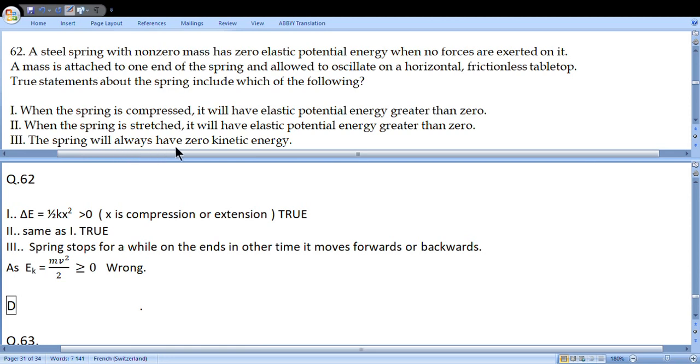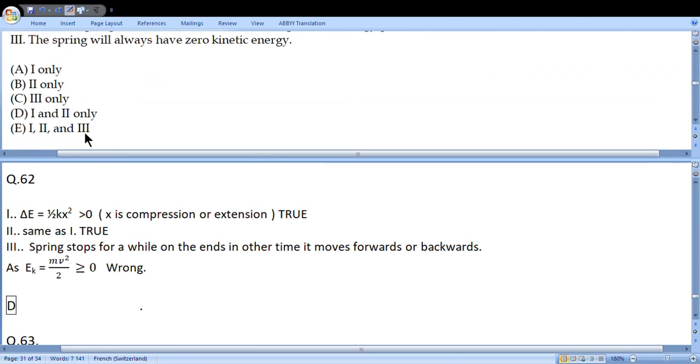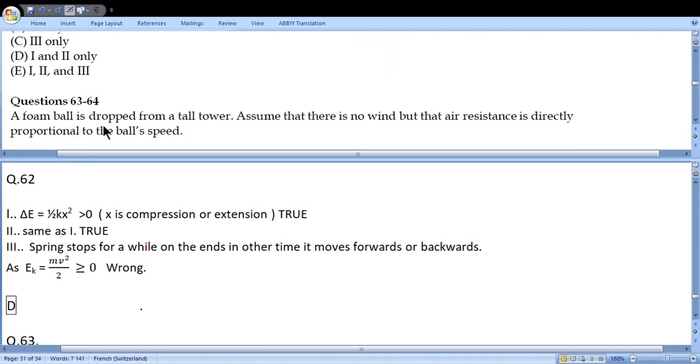The spring will always have zero kinetic energy. The spring stops for a while at the ends. In other moments, it moves forward or backward. So elastic potential energy changes into kinetic energy. So kinetic energy is more than or equal to zero. So this is wrong. So we choose choice D. 1 and 2 is correct.